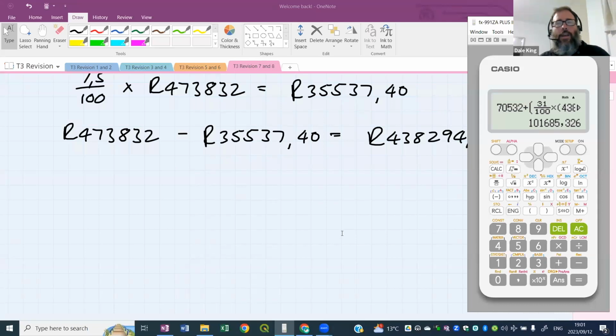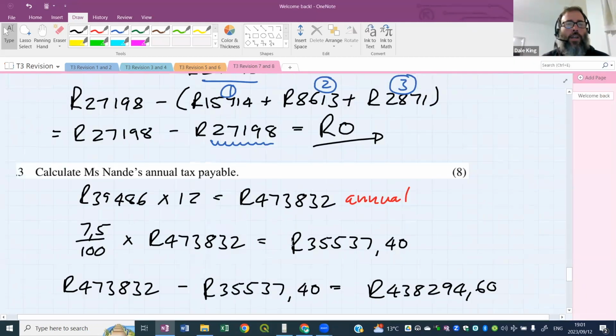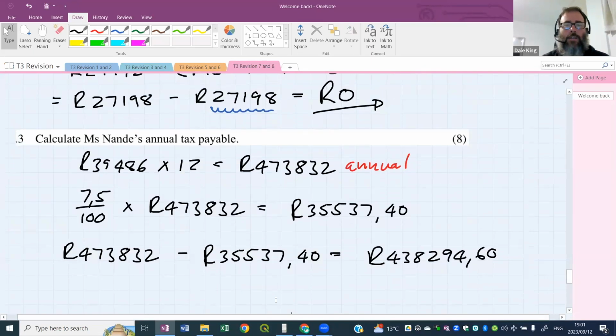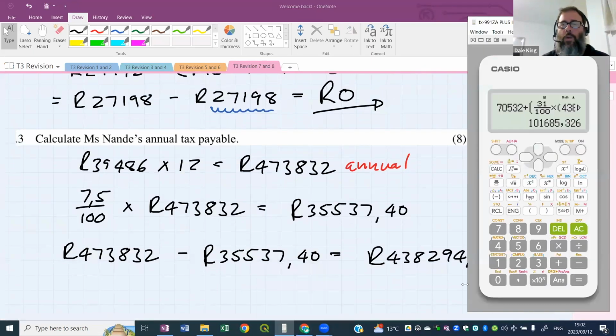Yeah, excellent. All right, so I did it all in one line, but you should show all the steps of how we do it. And that'll give us an annual tax of 101,685. Now let's just check the question. Calculate the annual tax payable. Yes, this is annual tax payable. If they wanted monthly tax payable, we would divide this by 12. Okay, but this is the annual tax payable.